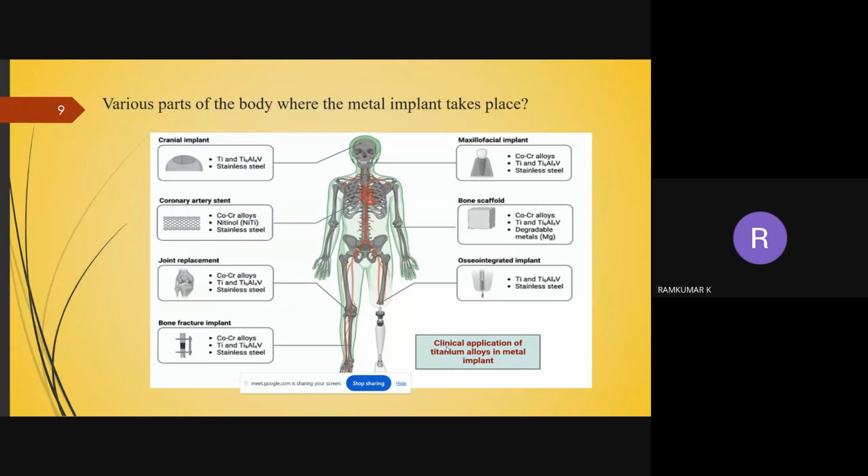After that, dental implant. In dental implants also, cobalt chromium alloys and titanium are used. The next one is bone scaffold. A bone scaffold is used when there is any problem in tissues, for example, if bone is degraded due to a bone disease, there they will use these kinds of materials. Then also integrated implants. Here they are using titanium and stainless steel.